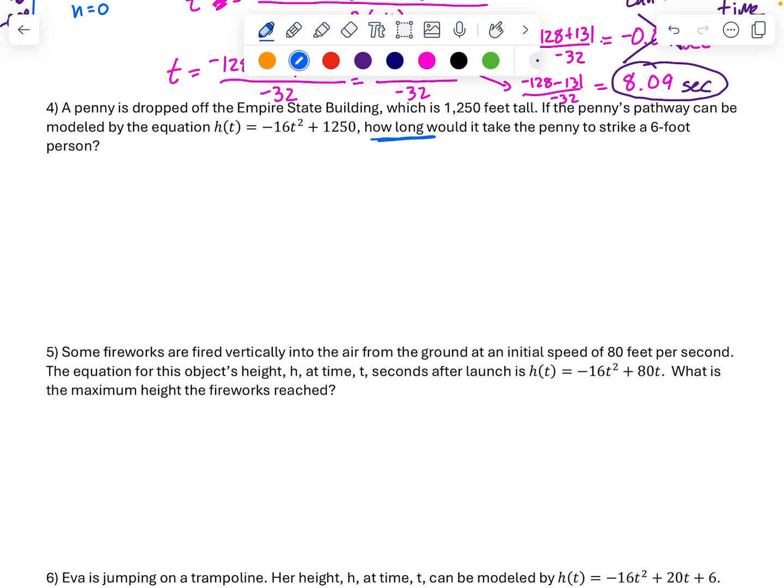So how long, that means time is what we're searching for. A 6-foot high person, that's a height, so our height is 6. So what we're going to do is replace the height with 6 and solve for the time. So it looks like 6 equals negative 16t squared plus 1250. This one just has a t squared and no other t, so we can use my favorite method, which is square roots. So we can subtract, if only I could write.